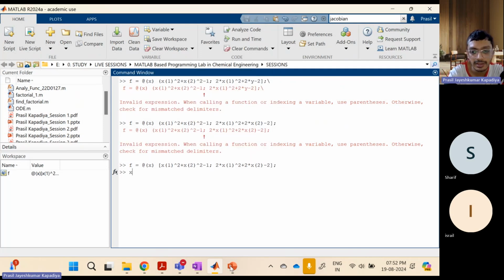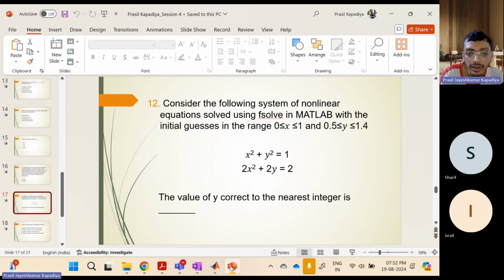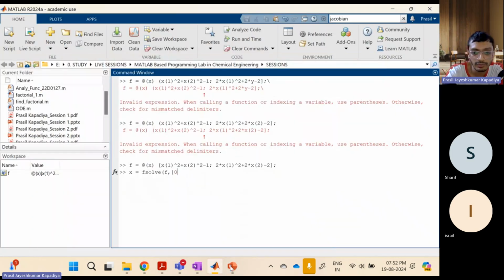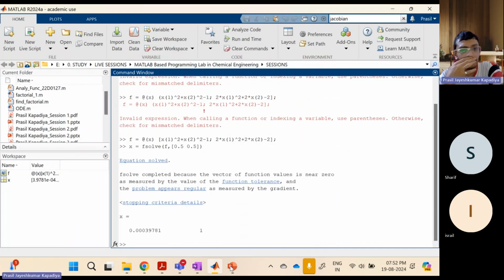Now I am solving it. I will be writing x = fsolve(f, initial solution). What is my initial solution? Initial guess, let's say 0.5, 0.5. I don't know if it will work or not. So I'm getting my solution. Yeah, it's working. 0.0004, 1. Is this the correct answer? Yeah, it is the correct answer.